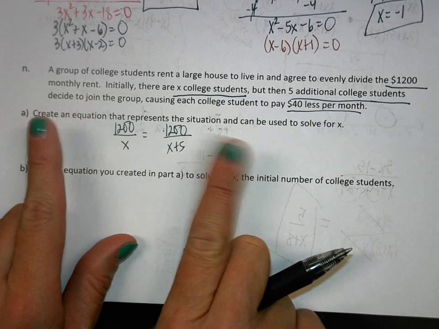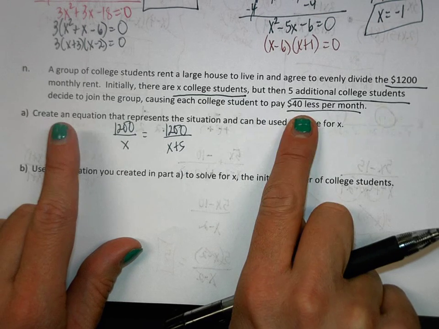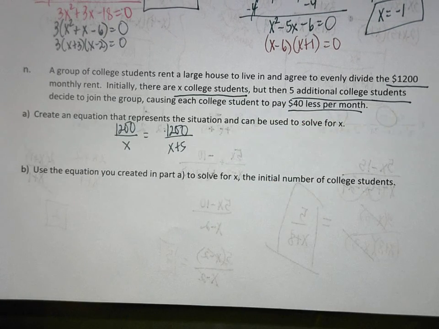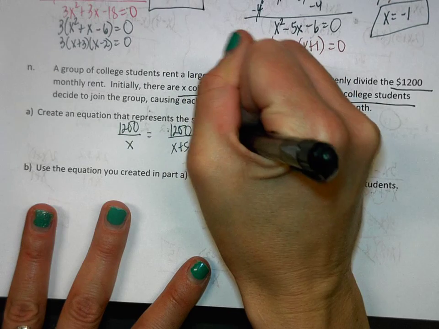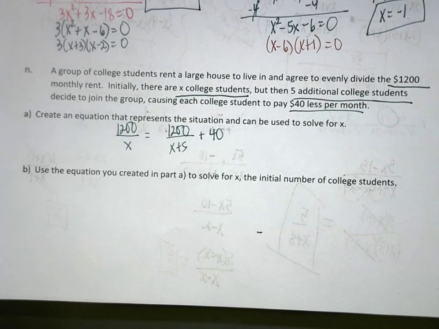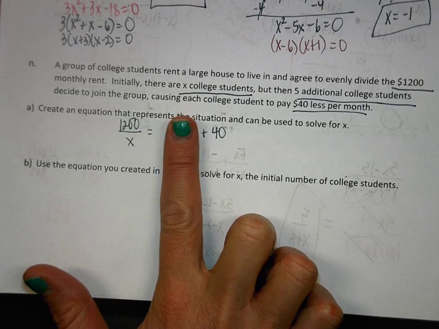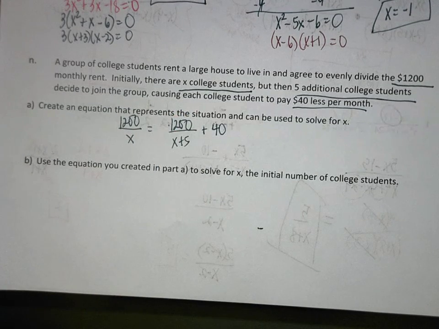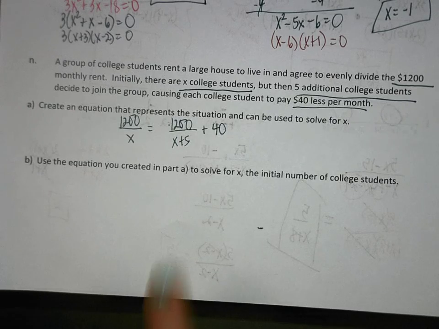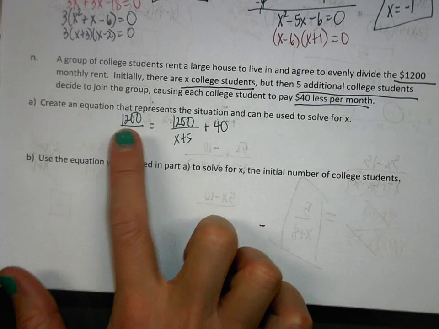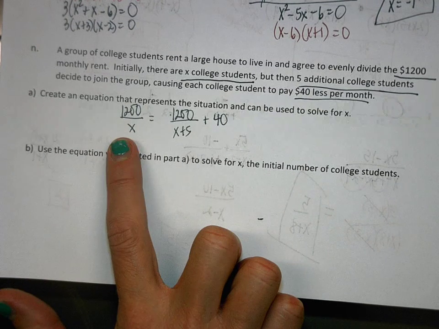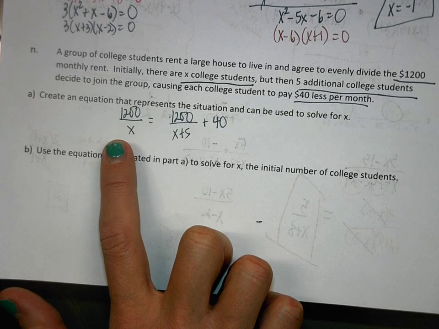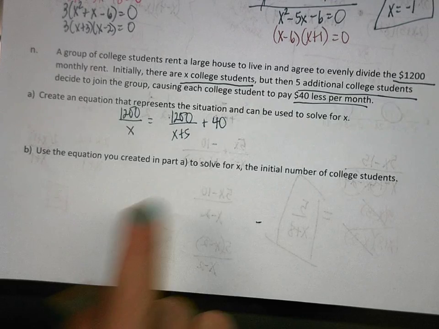And so in order to balance it out, we have to add the 40, because you want each side of the equation to equal each other. And so instead of subtracting 40, we add 40 there again to balance it, because this number is going to end up being smaller because there's more people we're dividing it by. Is that okay? The other way you could have done it is if you wanted to balance it out, you could have put minus 40 on this side to make it so that this number ends up being smaller. Yes? No? Okay. So this is my answer for A.